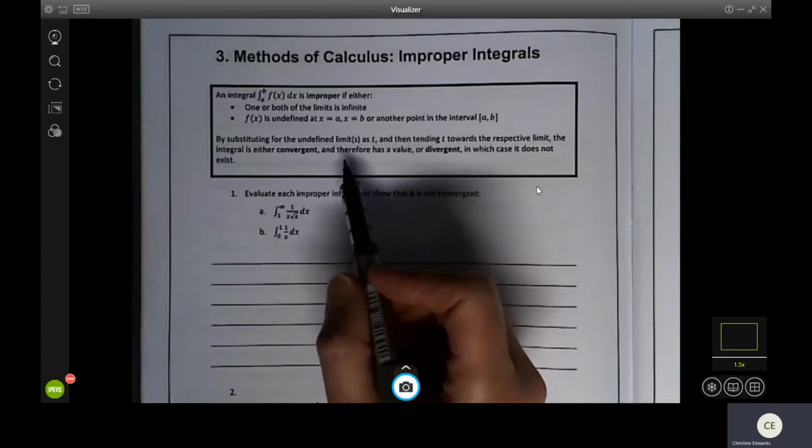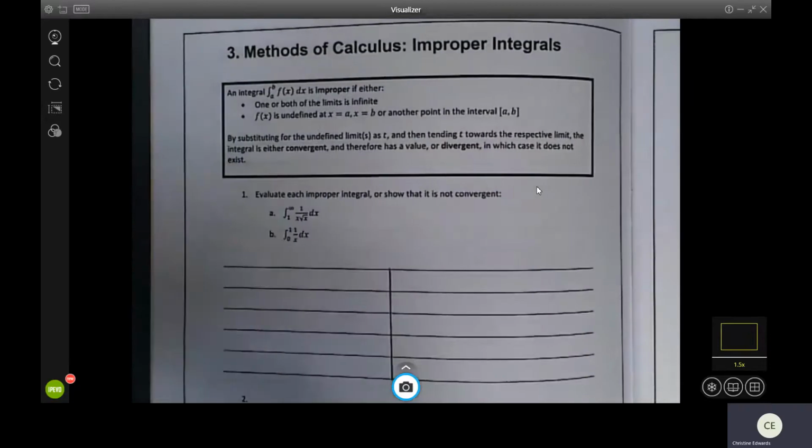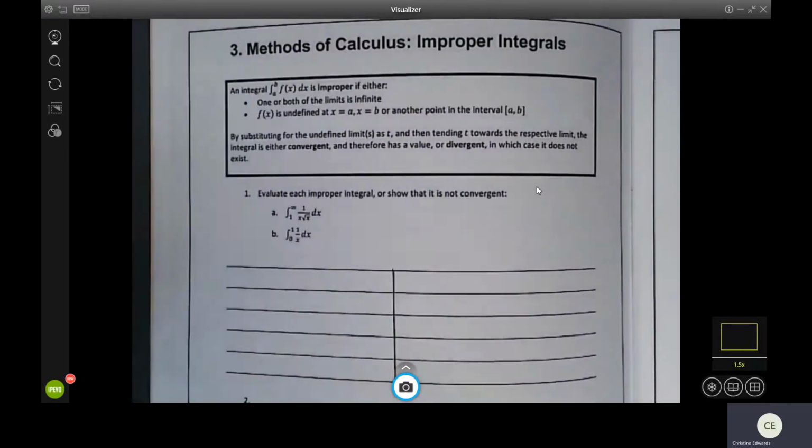Now, what we do is we consider the area under the curve as it tends towards either the infinity or the value where the function is undefined. By considering the limit, this allows us to work out whether the integral converges to a value, because sometimes they do, or in fact has no value and doesn't exist, so it's said that it diverges.